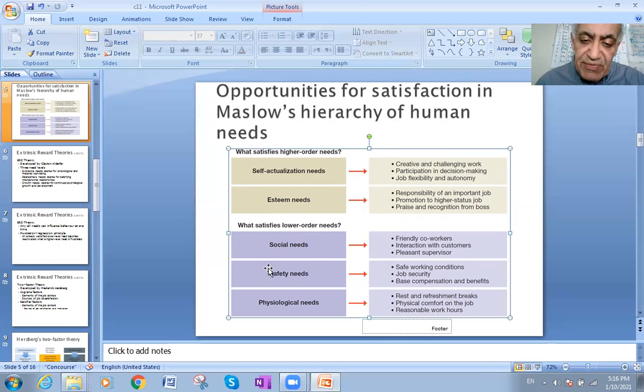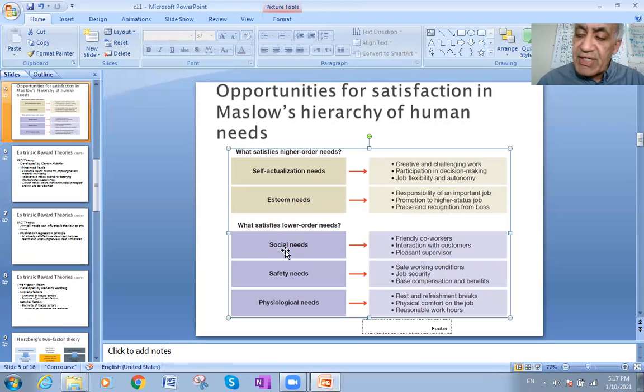Second thing is to satisfy safety needs. How will I apply these needs in an organization? Like this: I will give them safe working conditions. I let them work in safe conditions. I will give them job security, so they won't feel that they will be dismissed at any moment. And I will give them compensation and benefits for the way they are working. So, like this, they will feel safe.